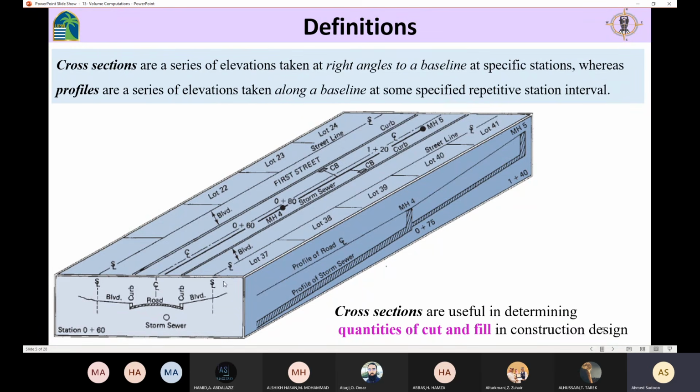We know that the cross section is going to be here, and cross sections are defined as a series of elevations taken at right angles to a baseline at a specific station. Here the cross section, we could have cross sections also here and there. While the profile is from this view. Profiles are a series of elevations taken along a baseline at some specified repetitive station interval. So here we have the profile and here we have the cross section.